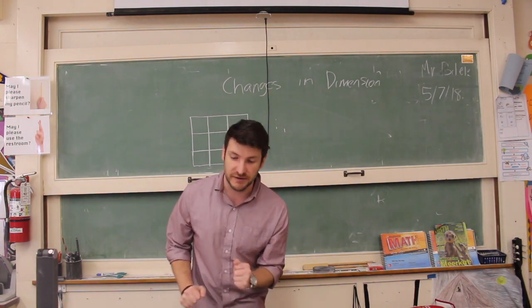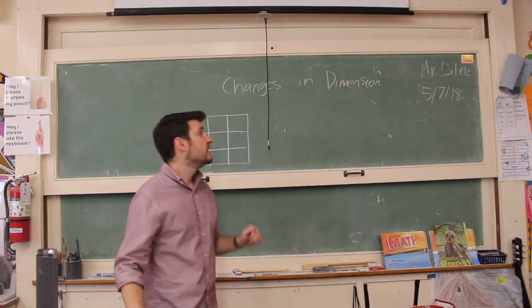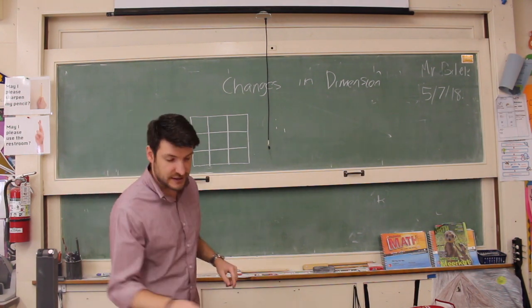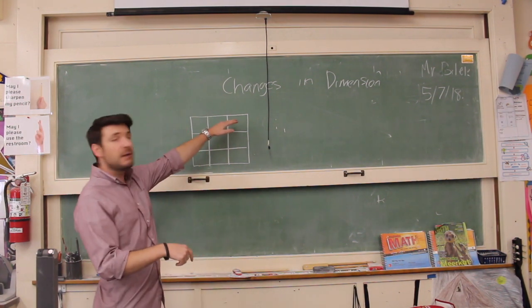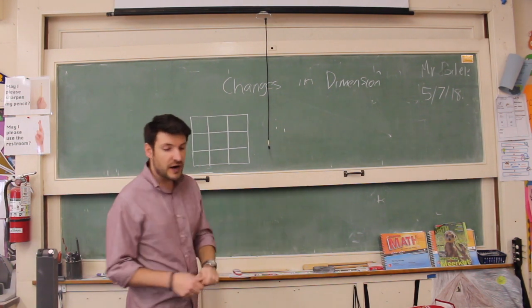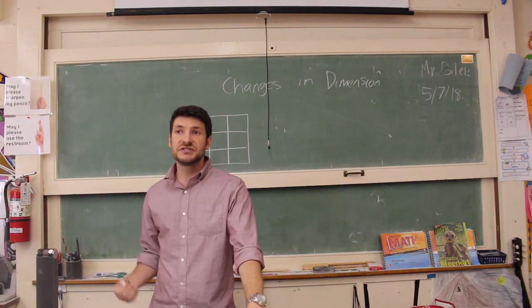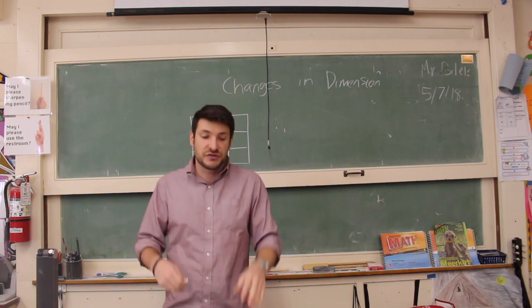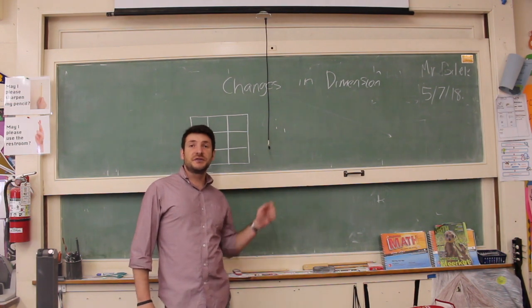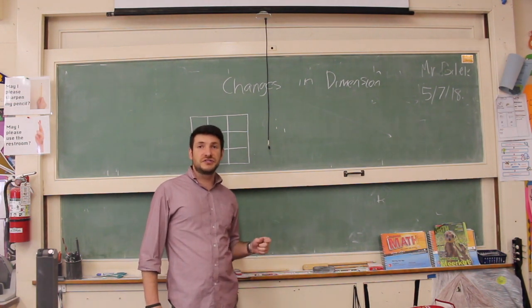Let's get started. If you look here, we'll start with our first shape. This shape has 3 boxes going this way and 3 boxes going this way. What I want to do is talk about the dimensions and what would happen if we changed those dimensions. The first thing I want to do is calculate the perimeter and the area of our first shape.